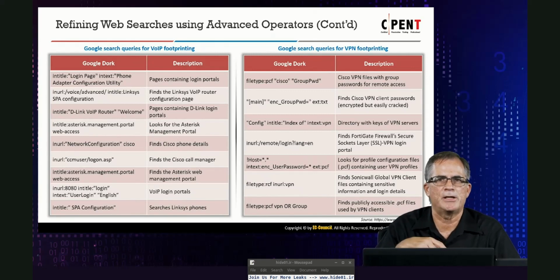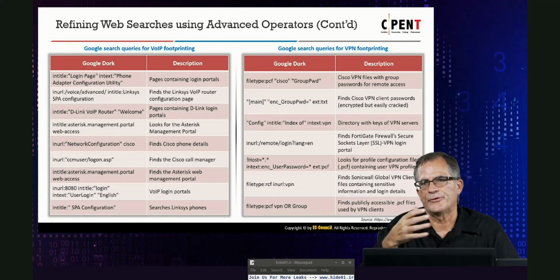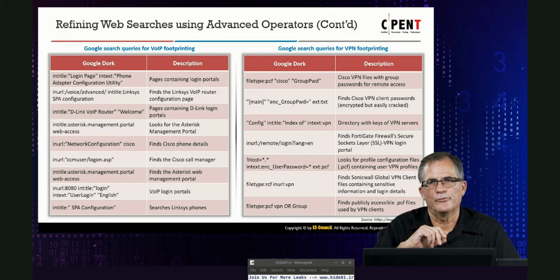We can look for login pages. We can look for Asterisk for voice over IP types of things, file types, remote logins. All these are different mechanisms we can use to grab information from the environment. So the first one on the left is voice over IP footprinting, and the one on the right is VPN footprinting. So these are just examples of queries we can use to extract information.